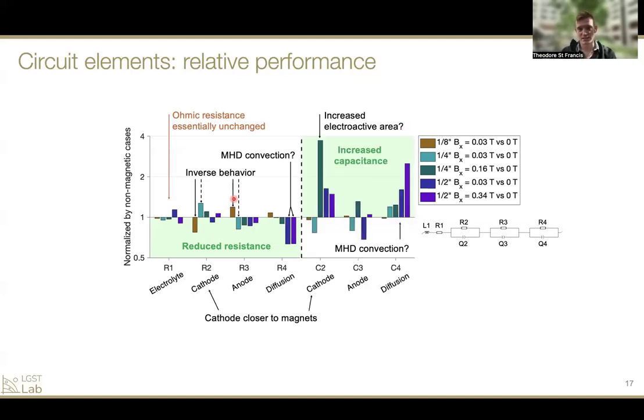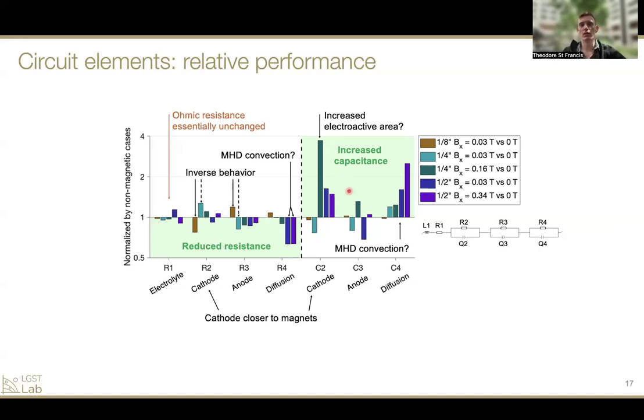In capacitances, and here the constant phase element Q, which is essentially an RC circuit, each for cathode, anode, and diffusion, we can extract capacitances from that combination of resistance and constant phase element. And we see increased capacitance in many cases. This is likely due to an increase in the available area of the electrodes to react evolving hydrogen or oxygen. So that's a positive result.